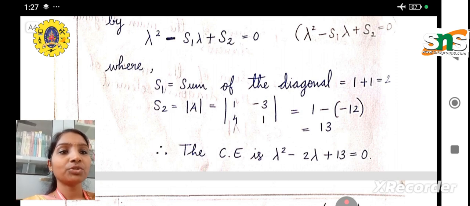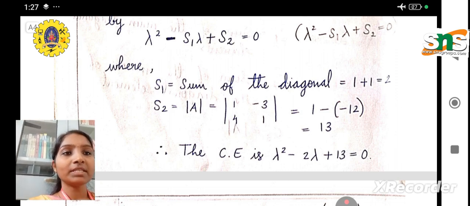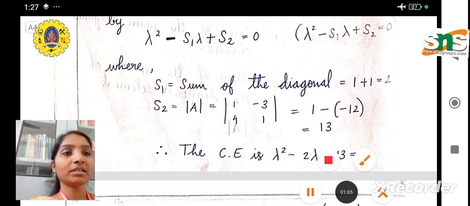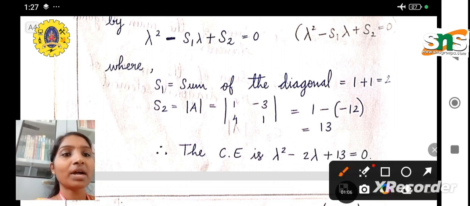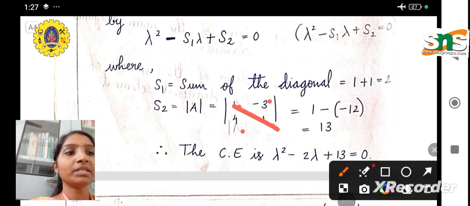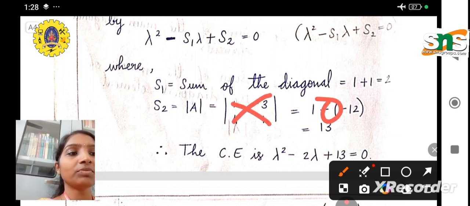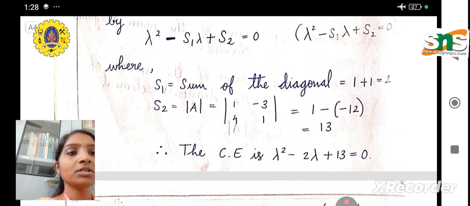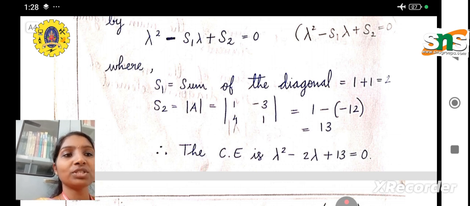What we are going to do now is, we are going to find the sum of the diagonal elements. Sum of the diagonal means the given matrix is 1, minus 3, 4 and 1. We are going to add the diagonal elements, which is 1 plus 1, which is equal to 2. And later we are going to find the determinant of the given matrix. Determinant of A is cross multiplying and putting a minus in between. So that is what we have done here. So the value of determinant S2 is equal to 30.